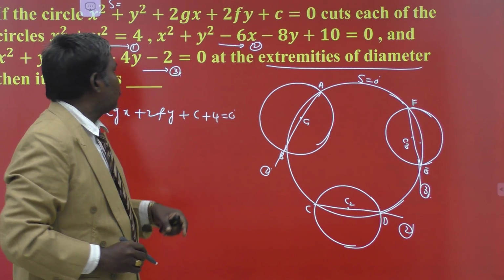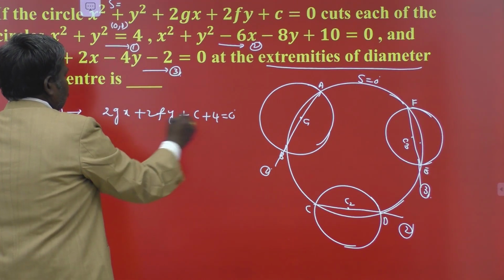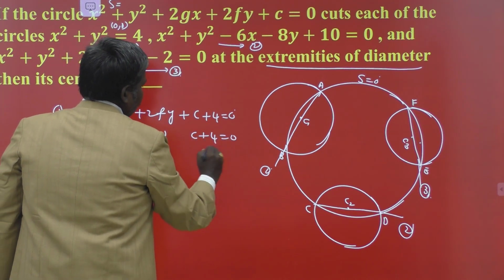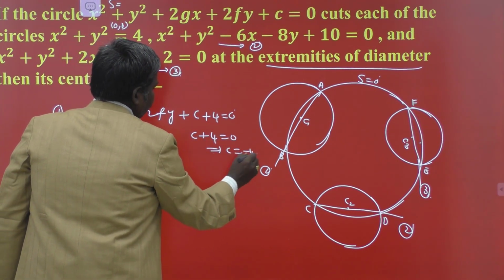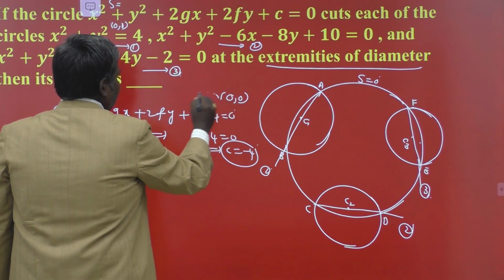Now, this is passing through what? The center of the first circle. What is the center of the first circle, my dears? 0, 0. Substitute 0, 0 here itself. What we get? c plus 4 is equal to 0. So we have c is equal to minus 4. So 0, 0 satisfies, the center of the circle.